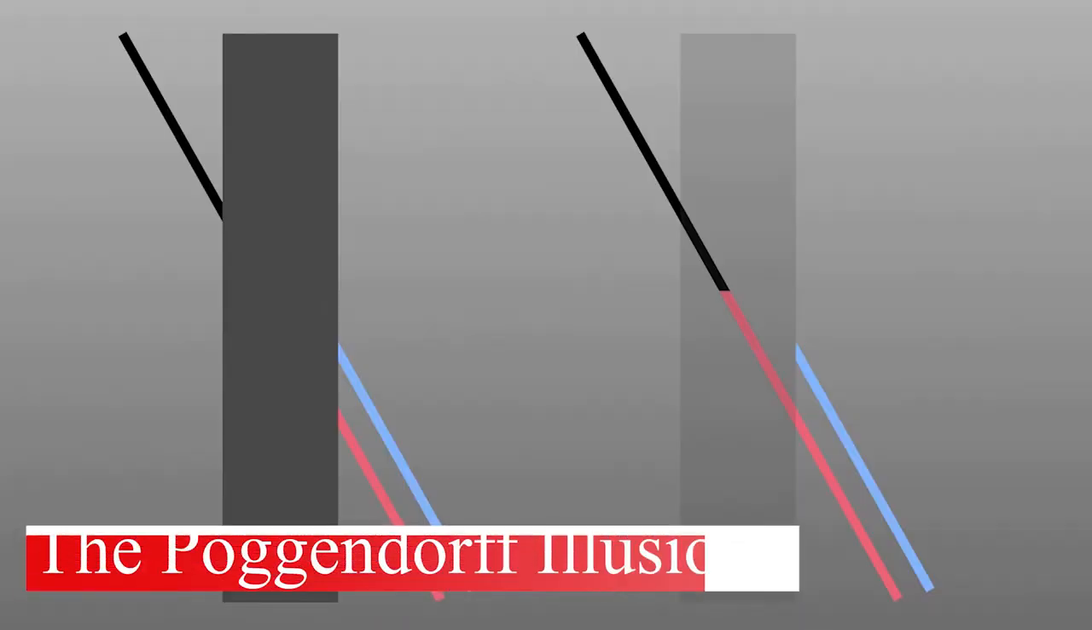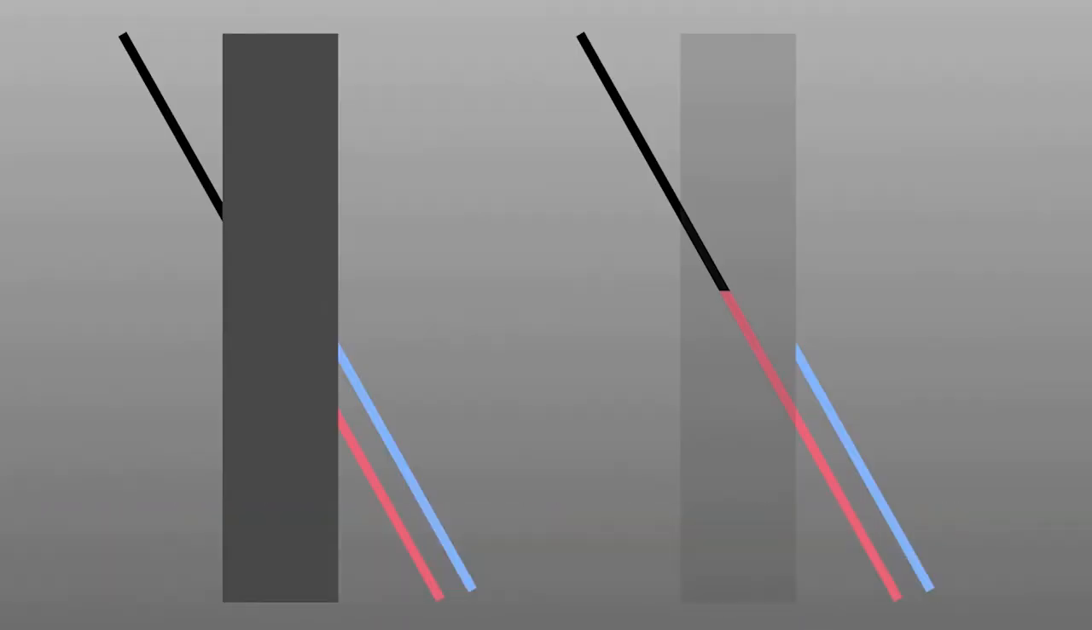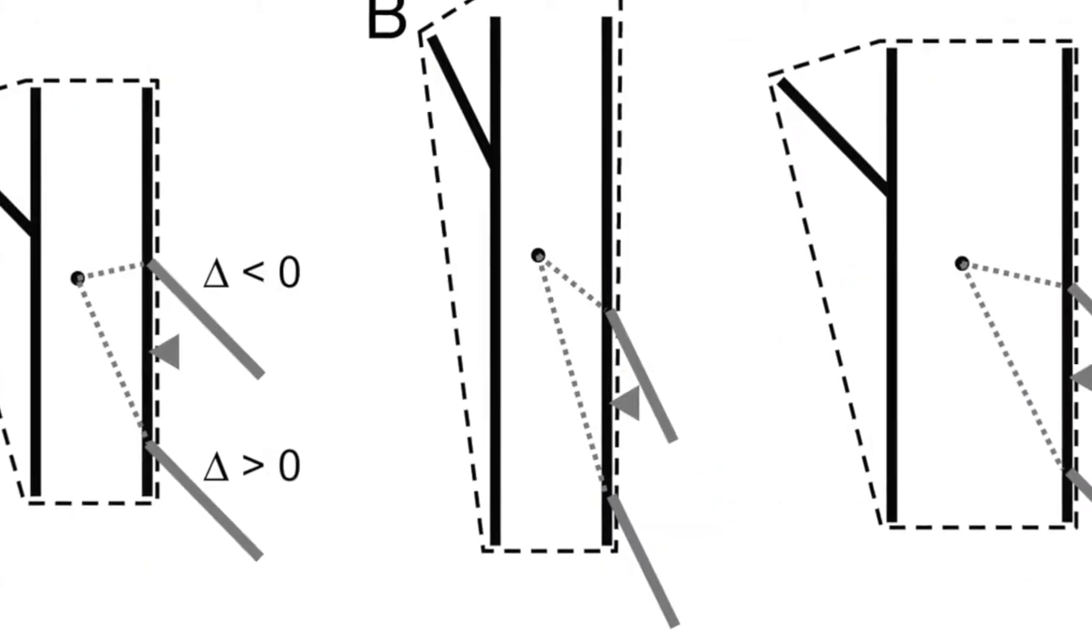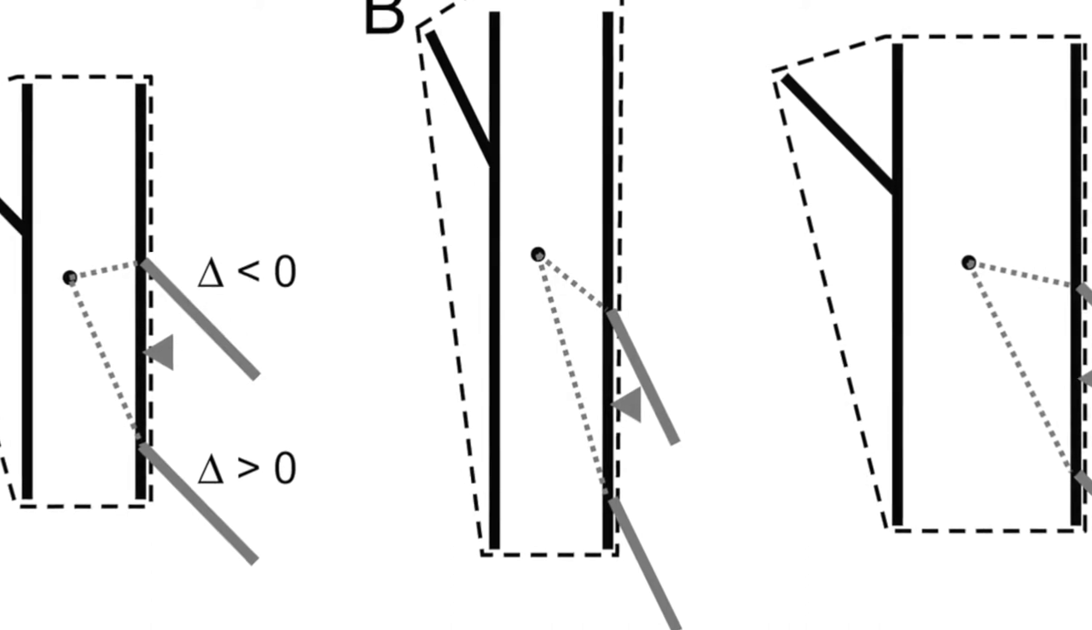Number 9. The Poggendorff illusion. The Poggendorff illusion was discovered by Johann Christian Poggendorff, a German physicist. It is an image where thin diagonal lines are positioned at an angle behind wider stripes. In observing these thin lines, they appear to be misaligned. In the example above, the blue line on the right appears to line up with the black line on the left. In actuality, the black and red lines match up.